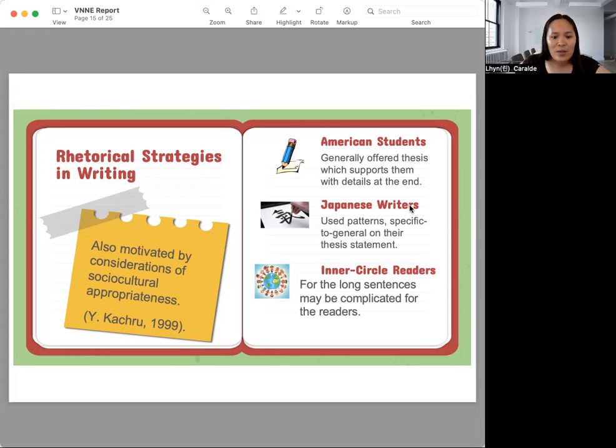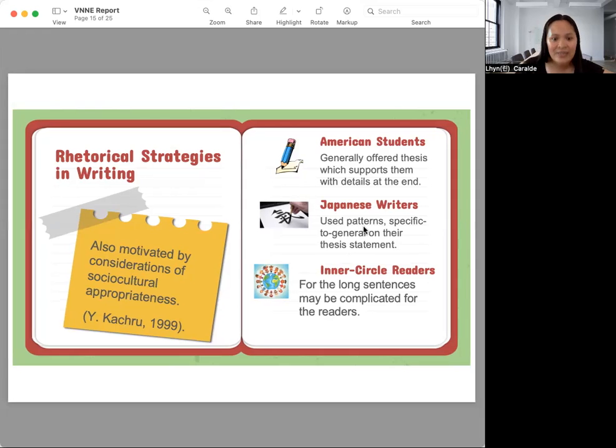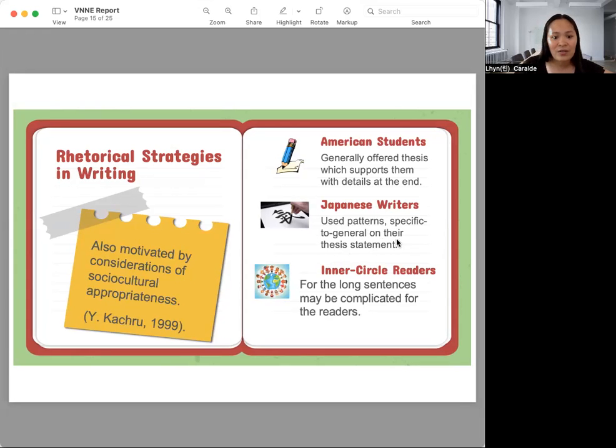So this one, we have the American students who generally offer the thesis, which supports them with details at the end. And the Japanese writers use patterns, these patterns, and then specific to general on their thesis statement.